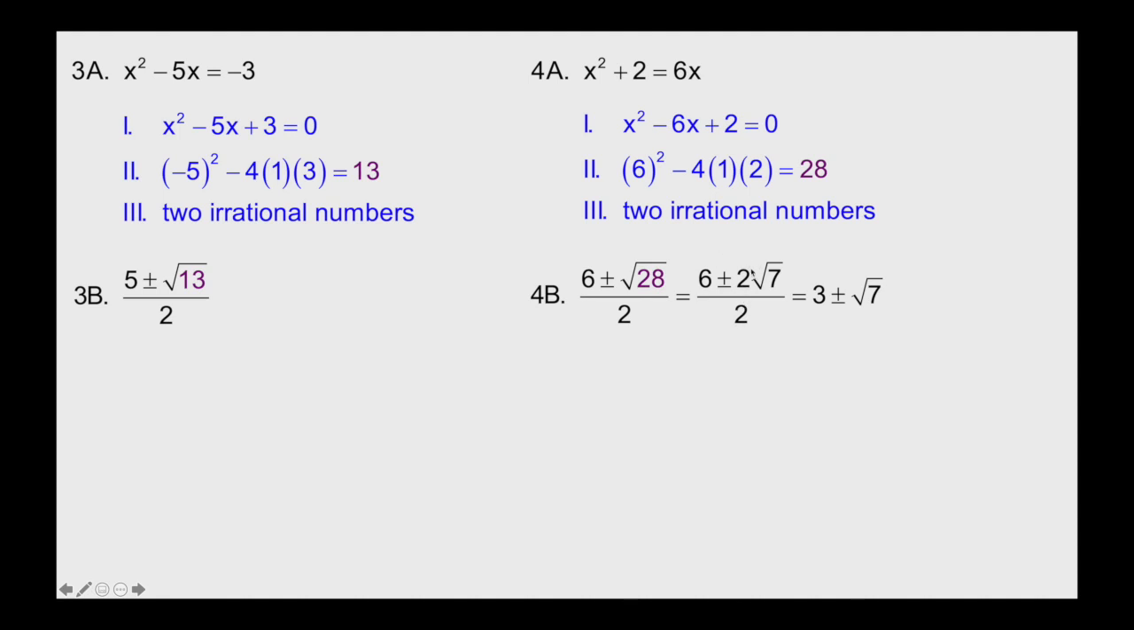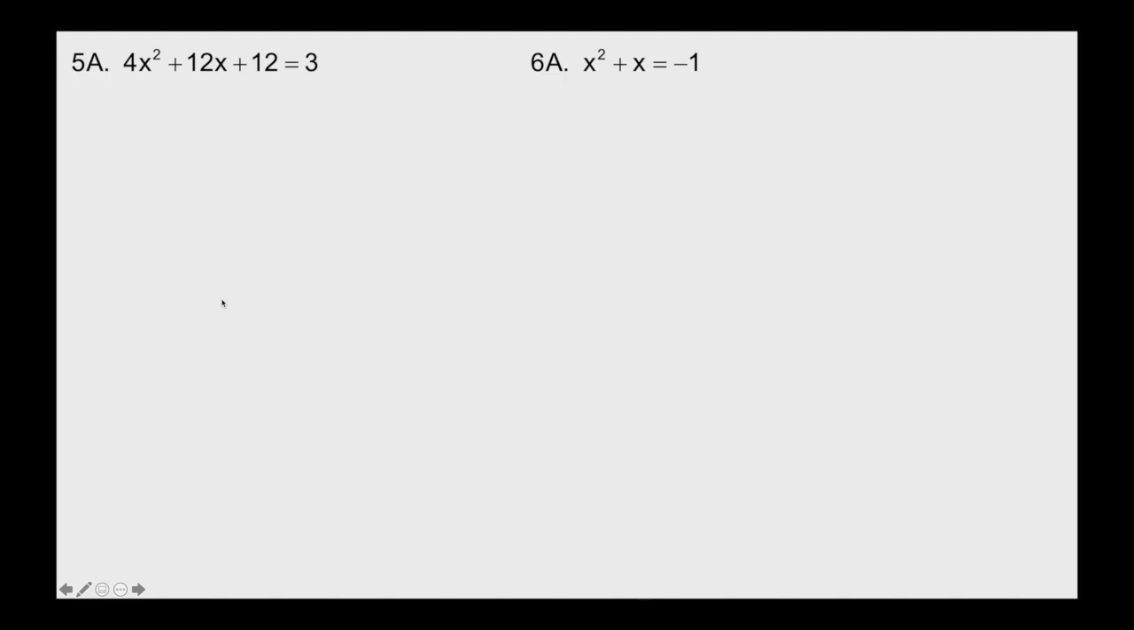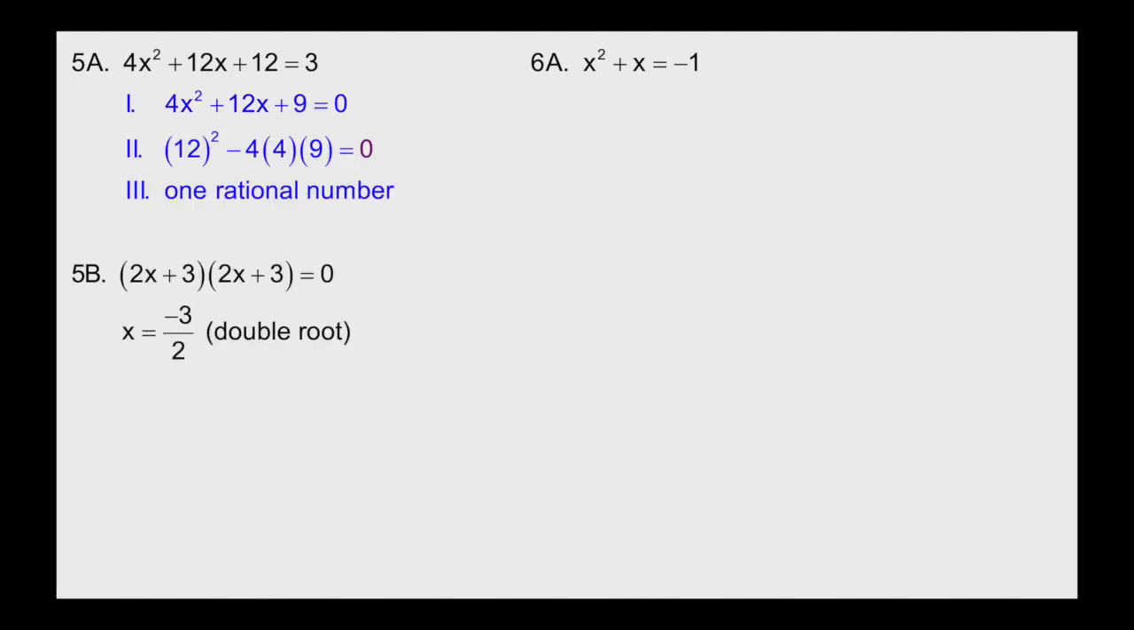On the next problem, again, I'm going to start by subtracting 3 on each side. I end up getting 4x squared plus 12x plus 9 is equal to 0. Calculating b squared minus 4ac here is going to give me 0. And because I got 0 there, I know that I'm just going to get one rational solution and that it will be considered a double root.